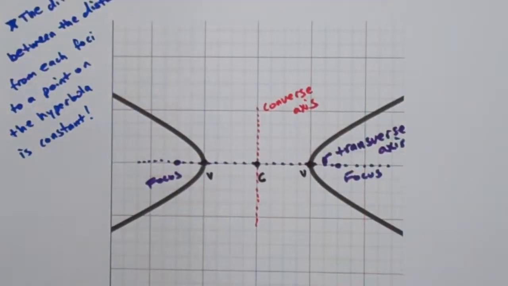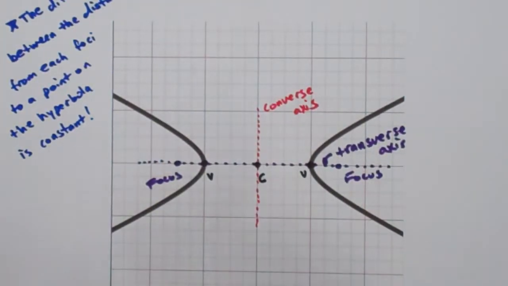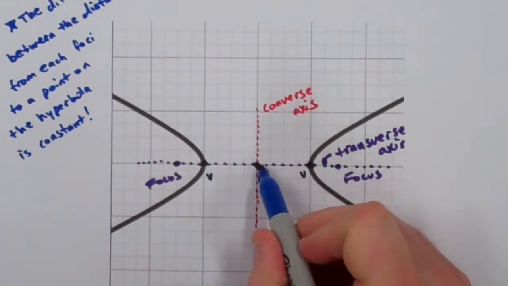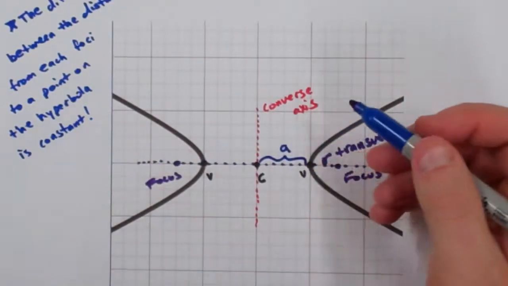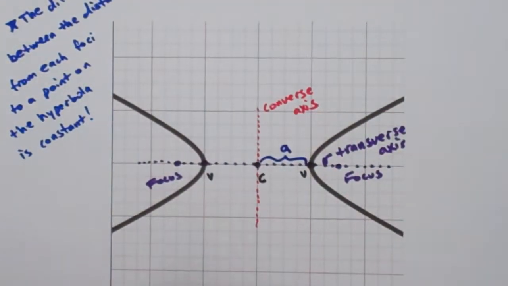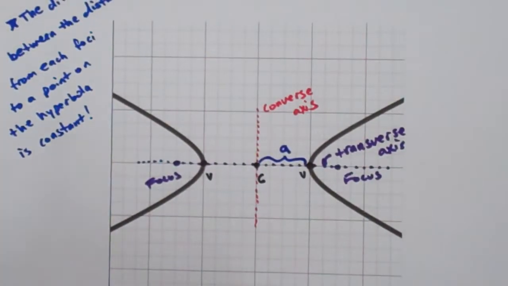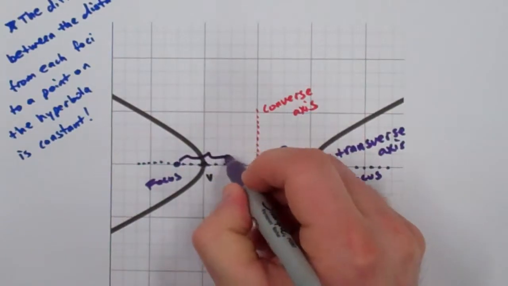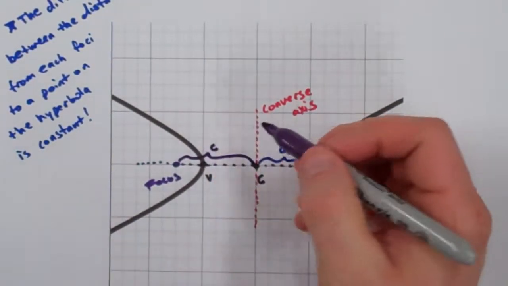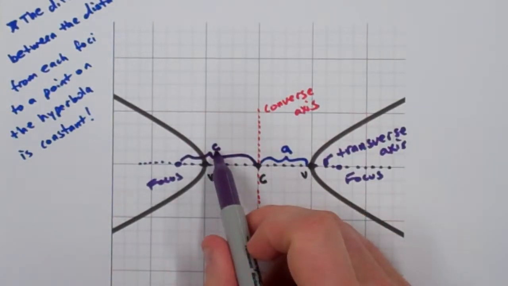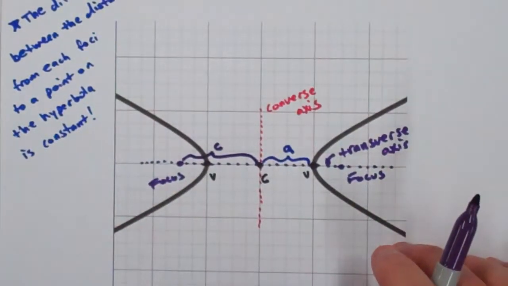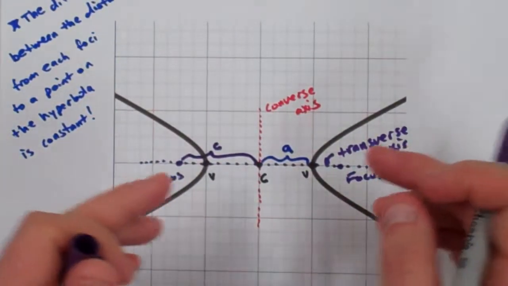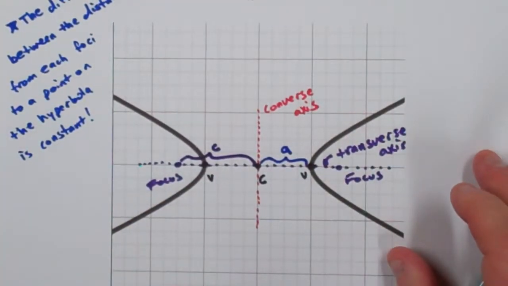If we look at the values of A, B, and C, kind of similar to an ellipse, we can look at the distance between the center and one of the vertices, and that's still going to be A. And then also, the distance between, I'll use purple here, try and keep with the color scheme, the distance between the center and one of the foci, that's still C. Please note though in this case that C is bigger than A. The foci lie away from or outside of each one of the vertices. With an ellipse they lie inside the vertices, but this is a different situation.